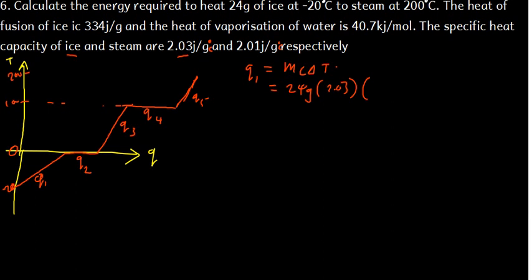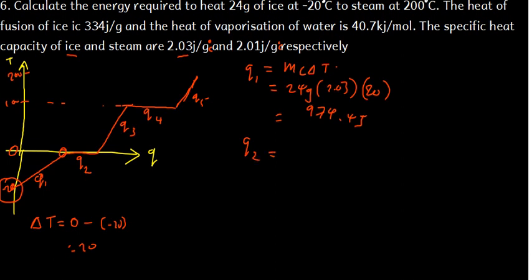We are moving from negative 20 up to 0. So change in temperature, the final temperature is 0, the initial is negative 20. So the change in temperature here will be 0 minus negative 20, which is simply 20. So 24 times 2.03 times 20, that will be 974.4 joules.